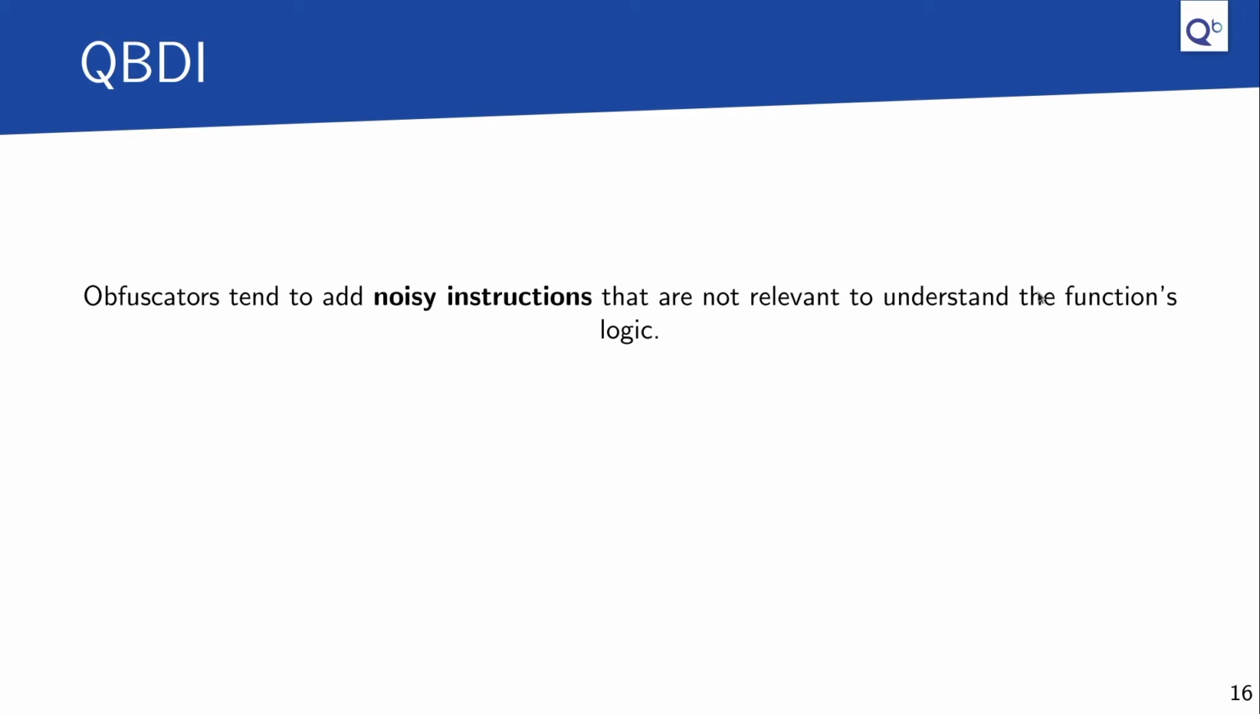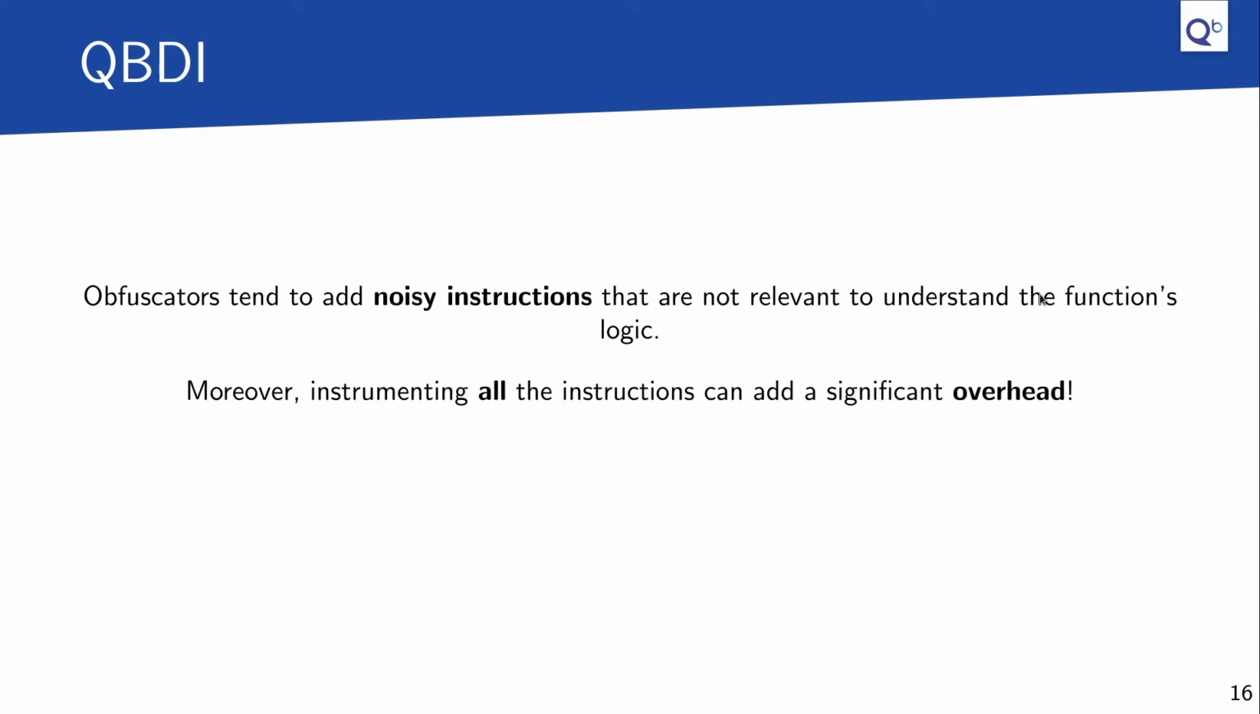But obfuscators are likely to add noisy instructions. For instance, if they are doing some computation that is not in the original code, it will add a lot of instructions that are not really relevant to understand the function logic. Also, if you try to instrument all the instructions, you can pay a huge overhead, because if the obfuscator adds new instructions, you will have to instrument them and switch between the original code and your callback many times. So we need to be a bit smart if we want to scale with the DBI.